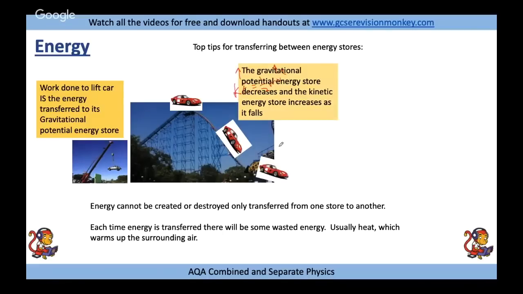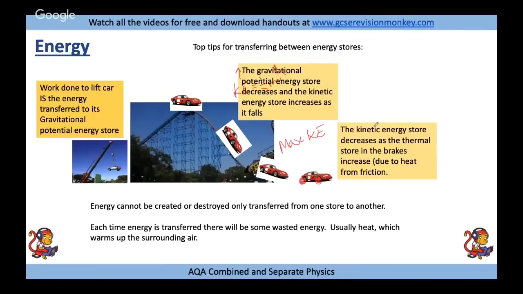Okay, at the bottom of the hill, he's going to have his maximum kinetic energy. He's at his maximum speed at the bottom of the hill. Now, down here, he's going to hit the brakes. The brakes are going to get red hot and the car's going to stop. Now, the kinetic energy store decreases. Okay, his kinetic energy store is going to disappear as the thermal store in the brakes increases due to the heat from the friction. Okay, and each time it's the same amount, exactly the same value. So for example, if I said that the work going in was 5 joules, well then his gravitational potential energy equals 5 joules.